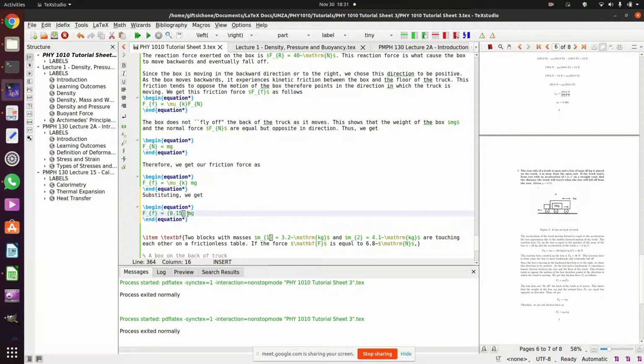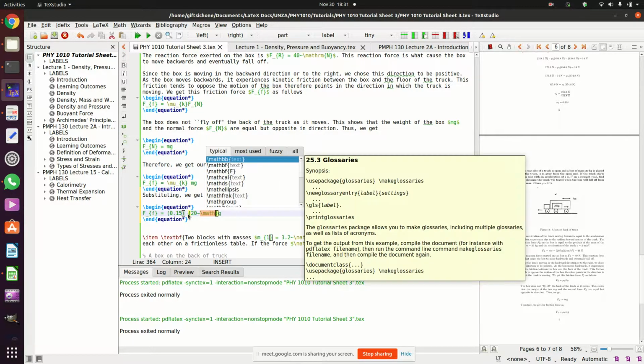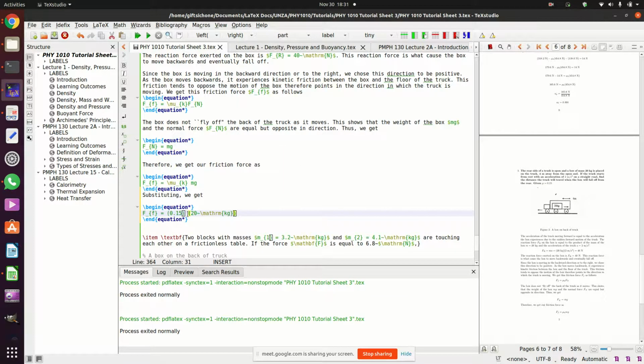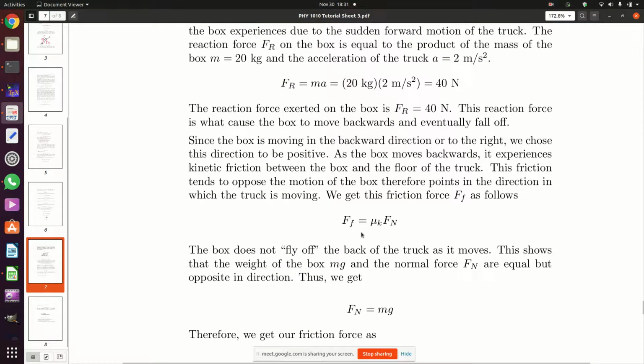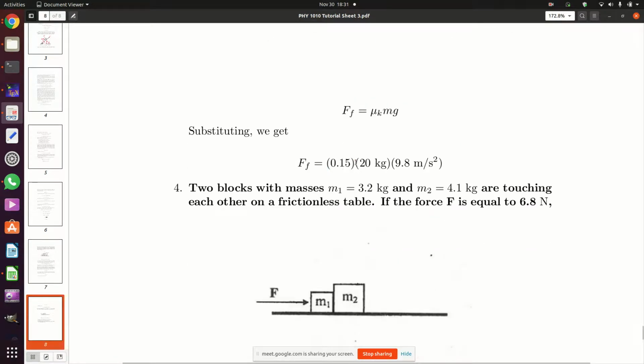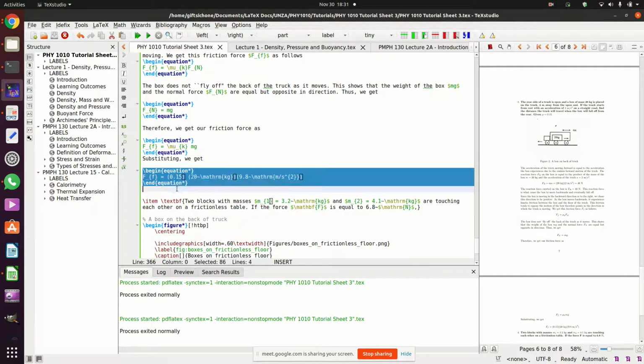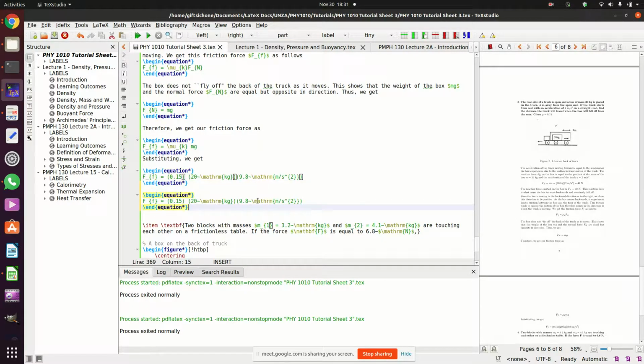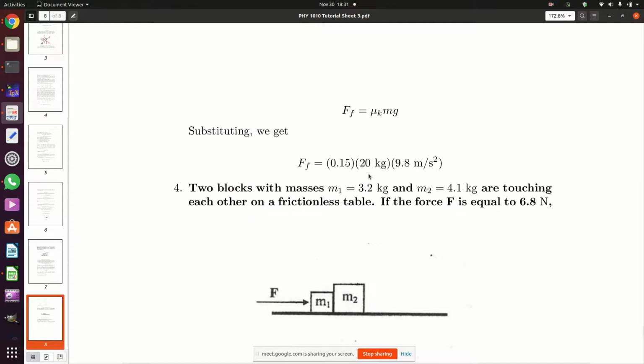Then the mass is 20 kgs. Then acceleration is 9.8. We get the friction force like this. So this gives us our friction force: 0.15 times 20 times 9.8. So we get our friction force to be how much? I have 29.4. What do you have? 29.4 Newtons.